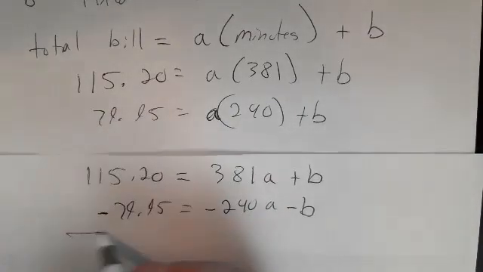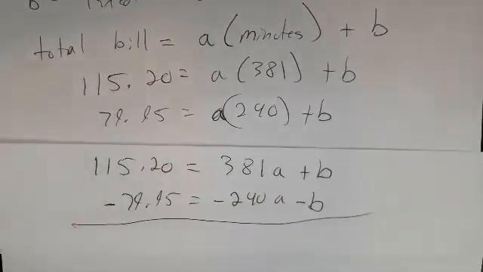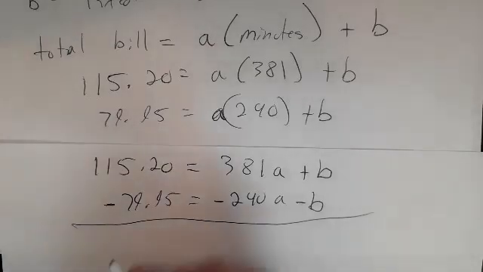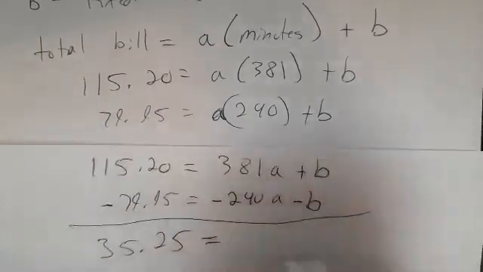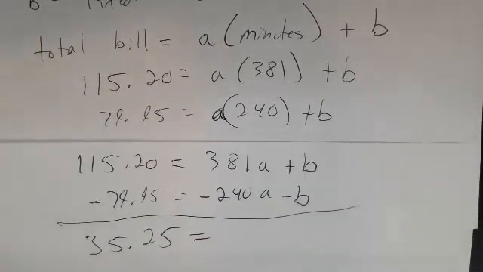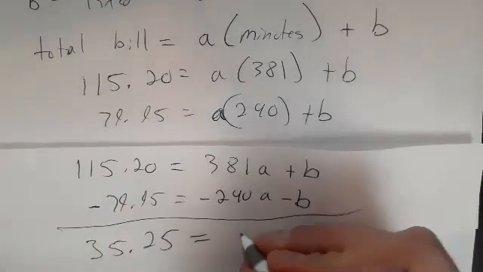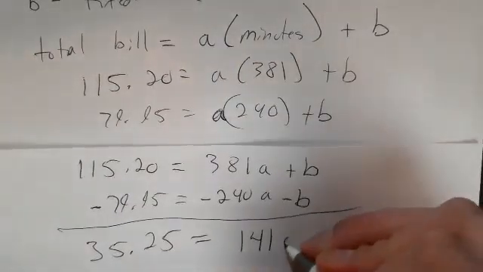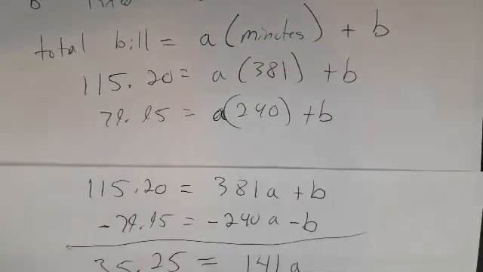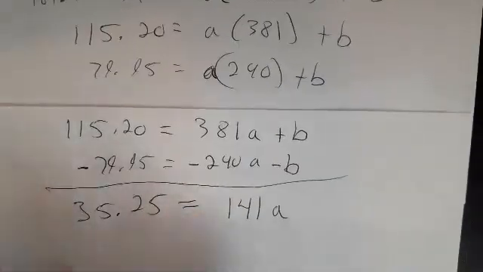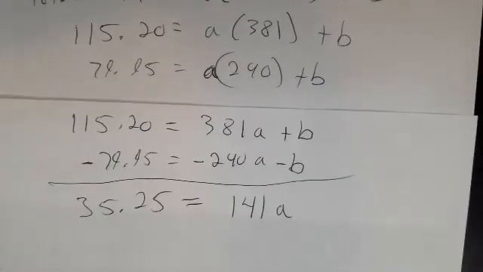If I'm looking down here now, this is set up for elimination. Now I'm subtracting what? 115 minus 79.95. That should give me 35.25 equal to when I do 381 minus 240. That is giving me 141, and this is A. And now when I look at my B's, I have a 1B minus 1B. If you want to put plus 0 B's, you can, but you don't have to. It is gone. We have eliminated the B variable with our elimination step.